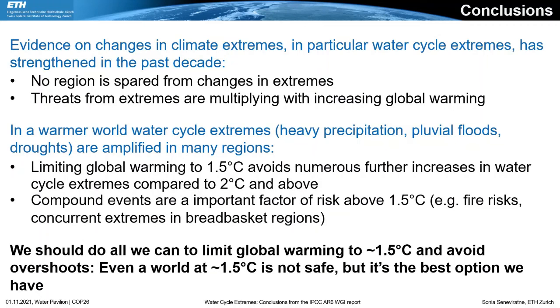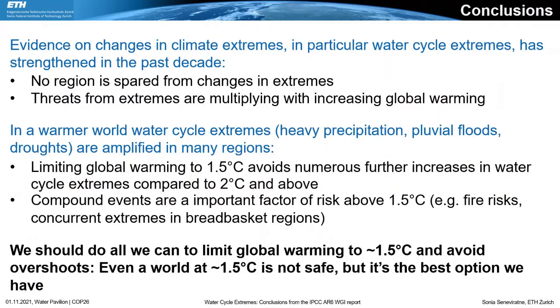So I'll come to the conclusions. Evidence on change in climate extremes, in particular for water cycle extremes, has strengthened in the past decade. We find that no region is spared from changes in extremes, and that threats from extremes are multiplying with increasing global warming. In a warmer world, water cycle extremes such as heavy precipitation, pluvial floods, or droughts are amplified in many regions. And limiting global warming to 1.5 degrees avoids numerous further increase in water cycle extremes compared to 2 degrees and above. We find also that compound events are an important factor of risk above 1.5 degrees, for instance, for fire risk, but also impact on food security.